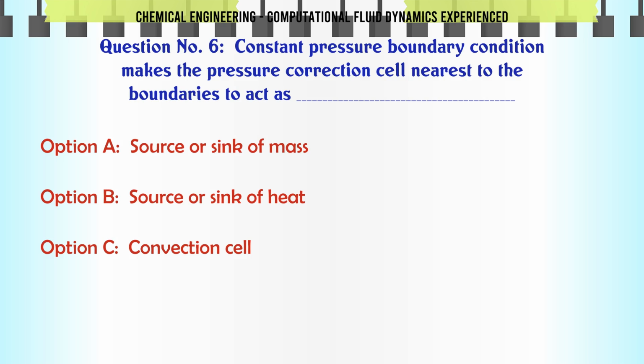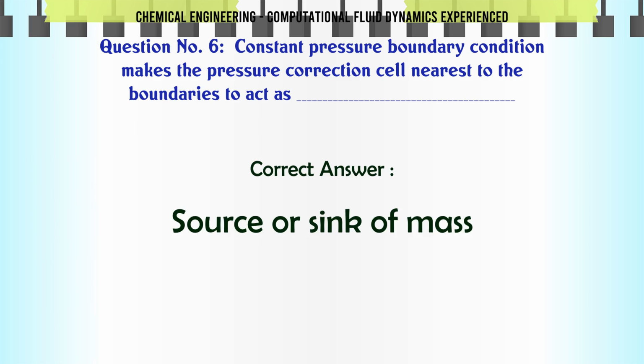Constant pressure boundary condition makes the pressure correction cell nearest to the boundaries to act as A. Source or sink of mass. B. Source or sink of heat. C. Convection cell. D. Diffusion cell. The correct answer is source or sink of mass.